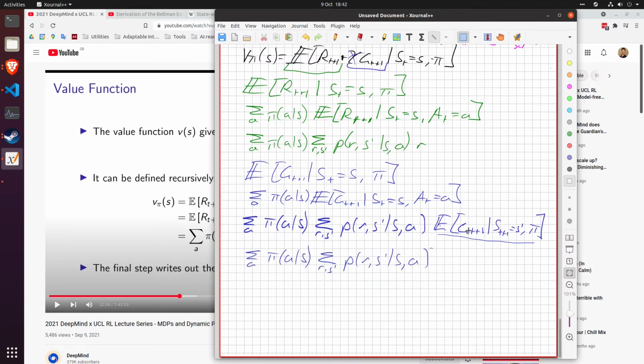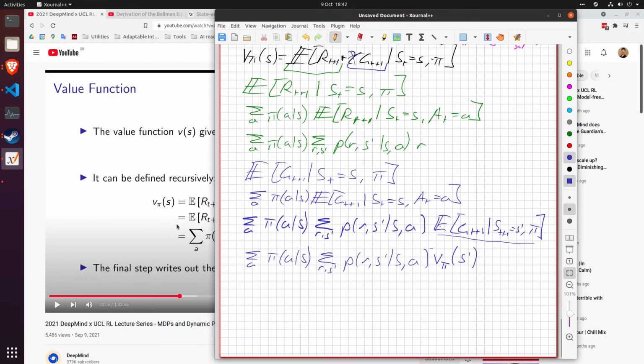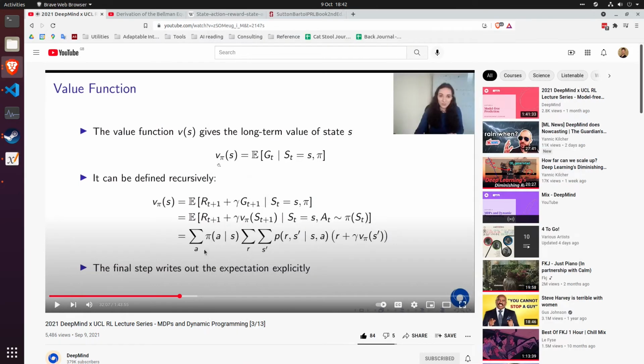And now I can just write, and now this is S prime by definition. So then I'm not going to write out the whole thing, but what we have is this basically. So we have the R from before, which we got.